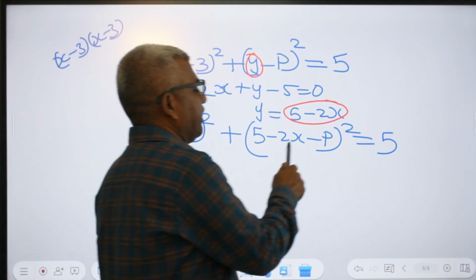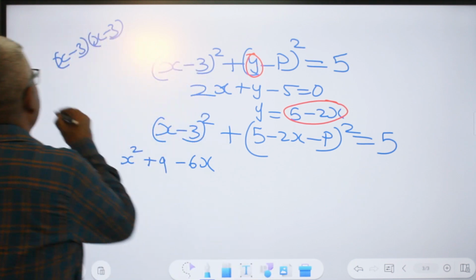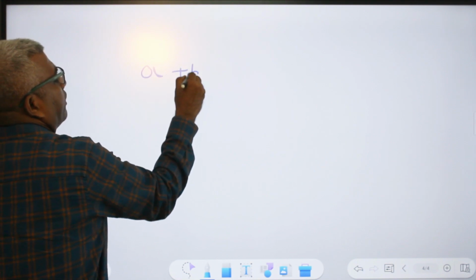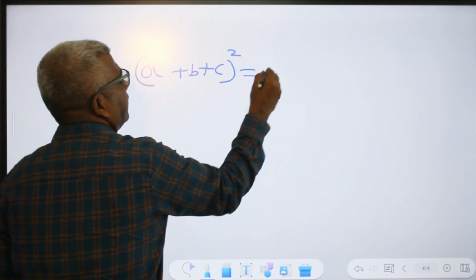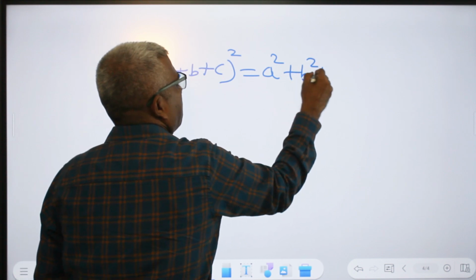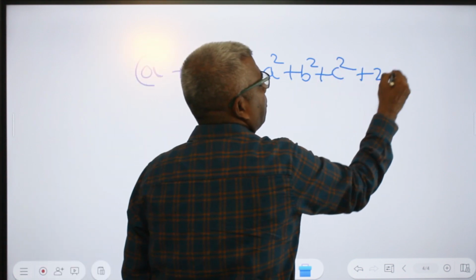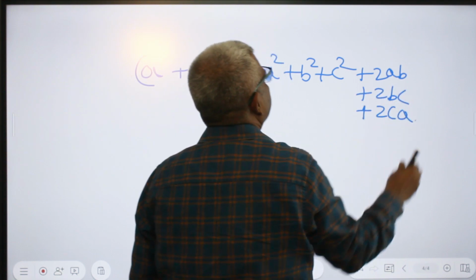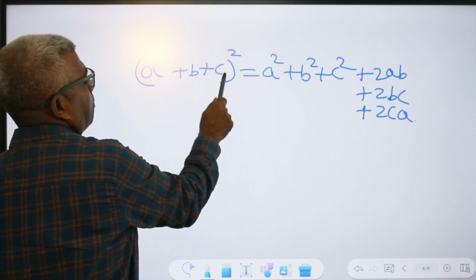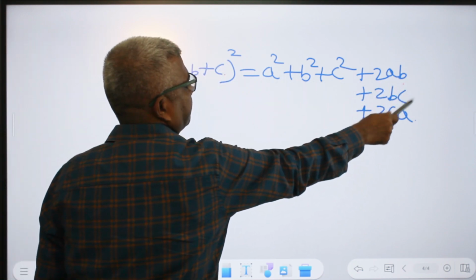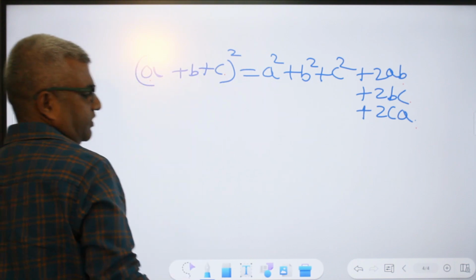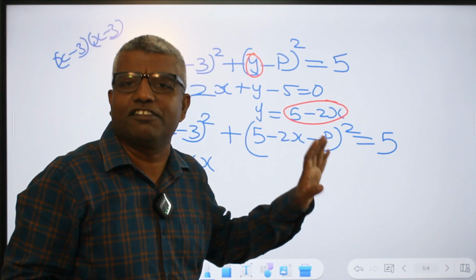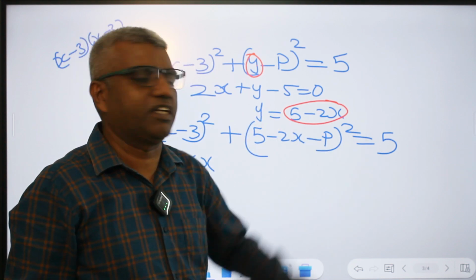Now (5 minus 2x minus p) whole squared. The formula is, there are three terms: (a plus b plus c) whole squared is a squared plus b squared plus c squared plus 2ab plus 2bc plus 2ca. If you are expanding, the same will come. If you don't know the formula, you just multiply (5 minus 2x minus p) times (5 minus 2x minus p).